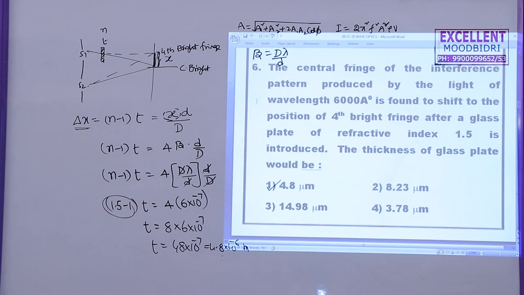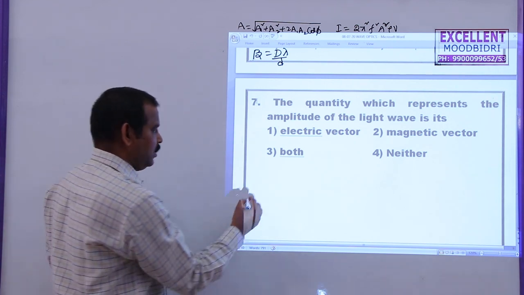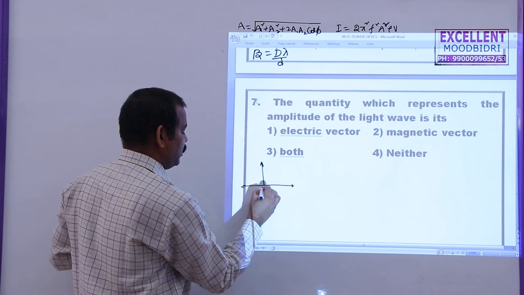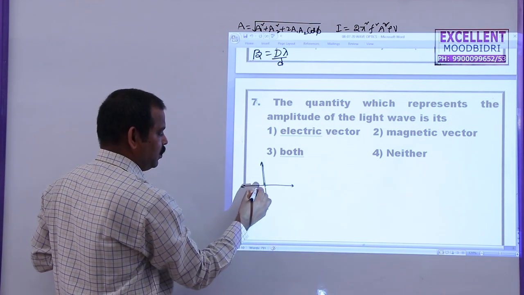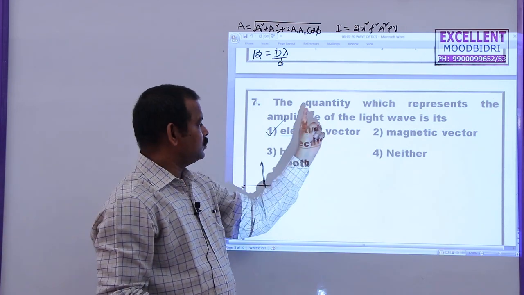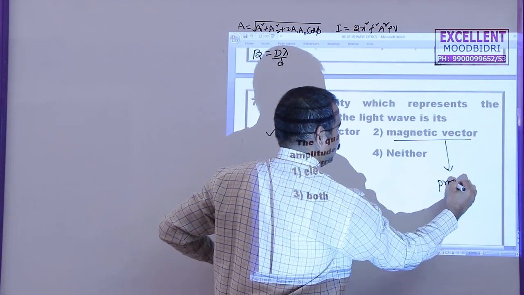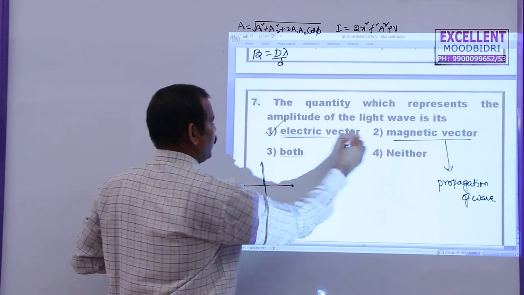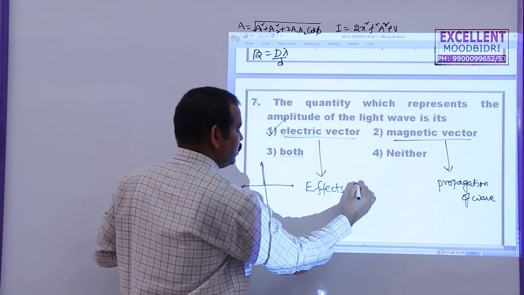micrometer. Seventh one, the quantity which represents the amplitude of the light wave. Here, if you take unpolarized light, all these electric vectors are represented here. Here they are asking the quantity which represents the amplitude of the light wave. Here the amplitude of the light wave is given by the electric vector only, and the magnetic vector helps this light wave to travel. That means the magnetic vector is responsible for propagation of the wave, whereas the electric vector is responsible for the effects shown by the light, that is intensity, whatever it may be.